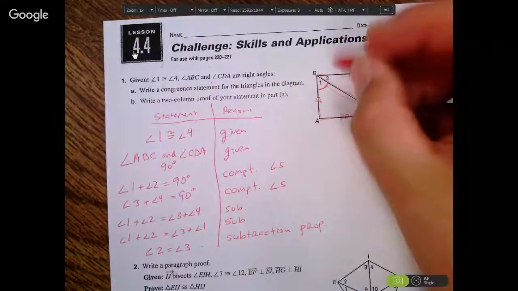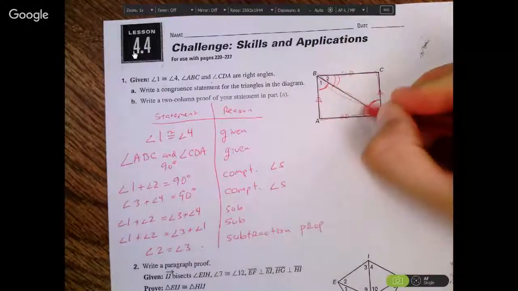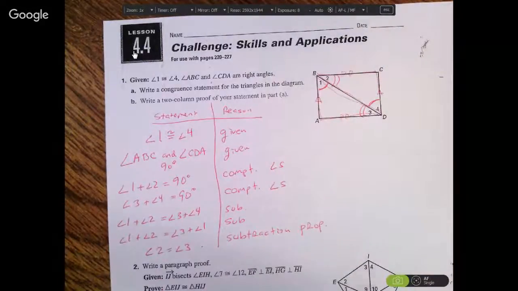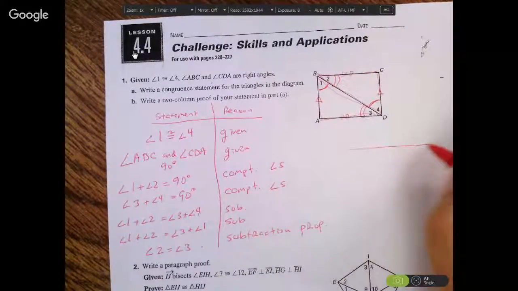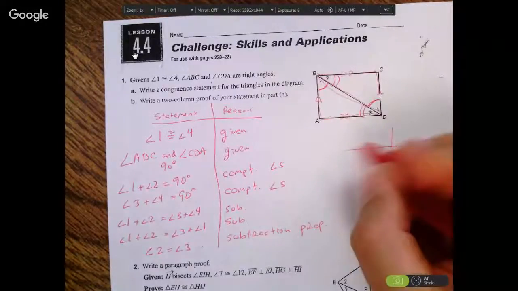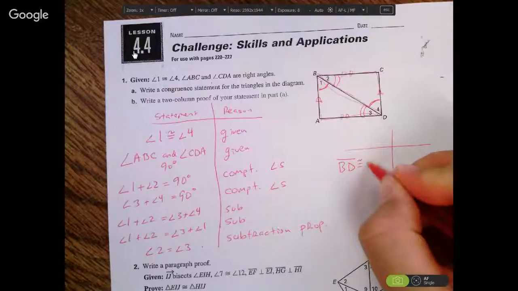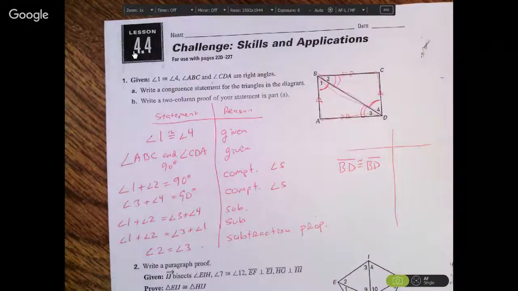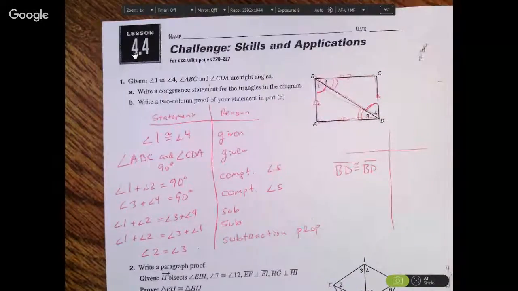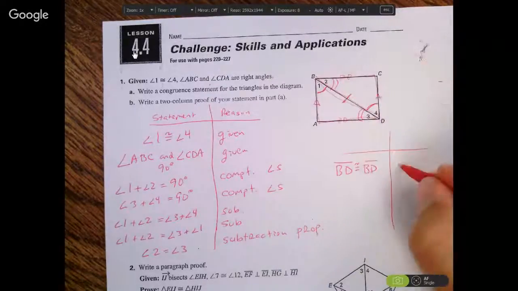So I just showed that this angle is congruent to this angle. And then I can say that angle or side BD is congruent to BD. That is Reflexive. Reflexive? Yep. Yeah.